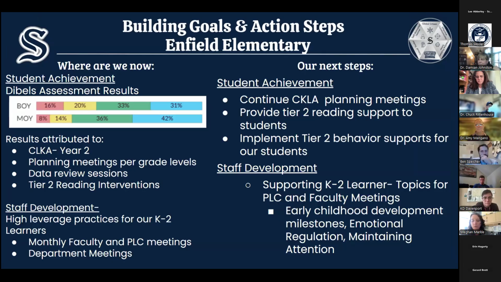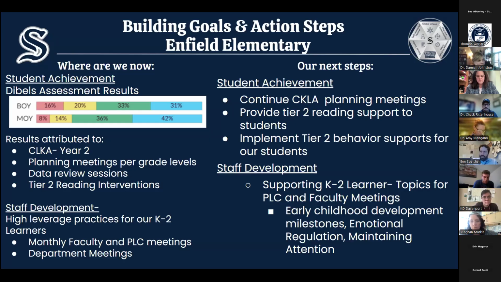So our student achievement goal, obviously, is to continue to help students progress in English language arts. We just talked a lot about CKLA. On the screen you're looking at two lines. BOY stands for beginning of the year, and MOY for middle of the year. Even just looking at the visual, the blue and the green are the percentage of students meeting or exceeding where we need them to be. There's really great growth from the beginning of the year to the middle of the year.